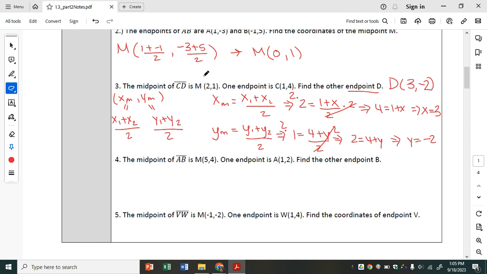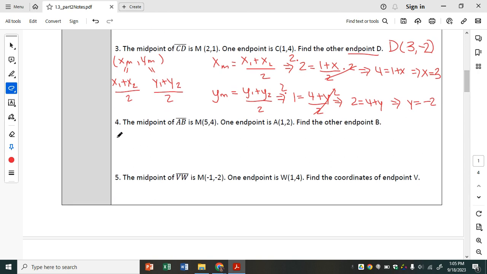When we look at number 4, it's the same process. We'll do one more as practice. On number 4, it's the same process. I have my midpoint and I have one endpoint, but I have to find the other endpoint. So we know that the x value of my midpoint is equal to the x value of one of my endpoints plus the x value of my other endpoint divided by 2.